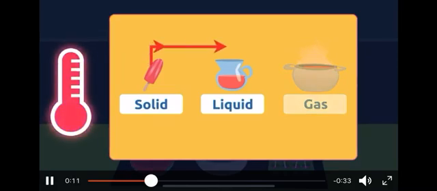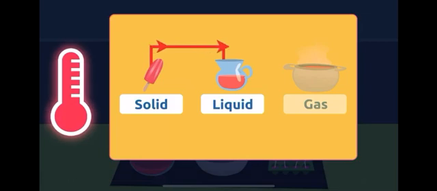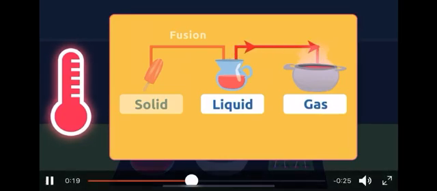If we heat solid matter, it becomes liquid. We call this process fusion. If we heat liquid, it will turn into gas, right? This process we call vaporization. These two processes can occur the other way. Let's see.